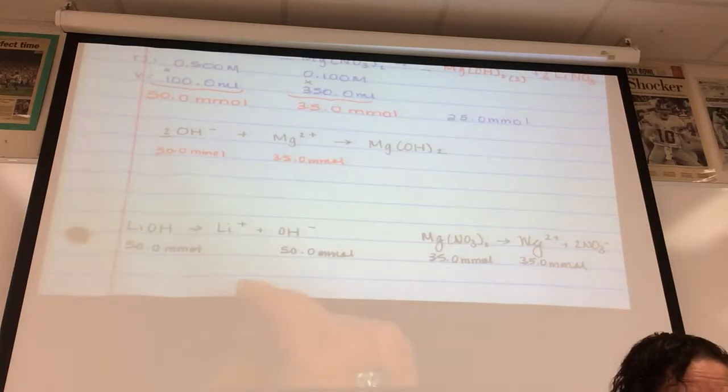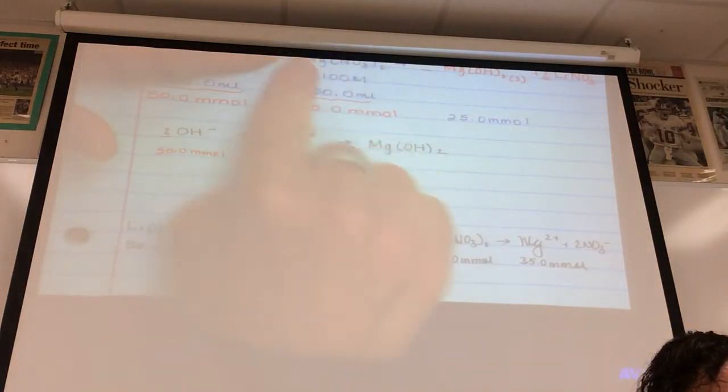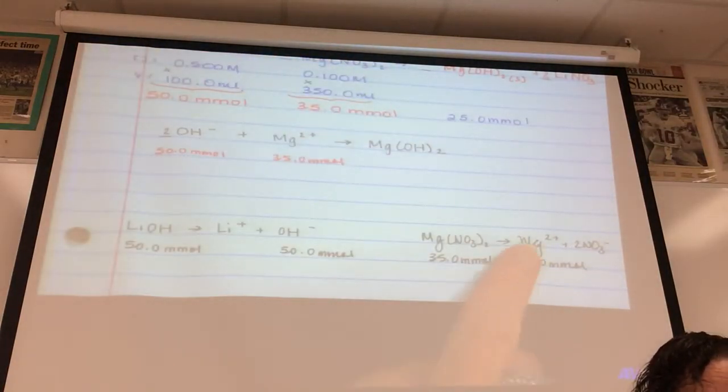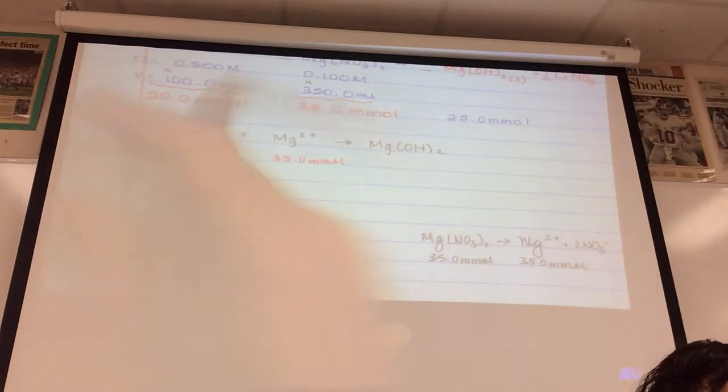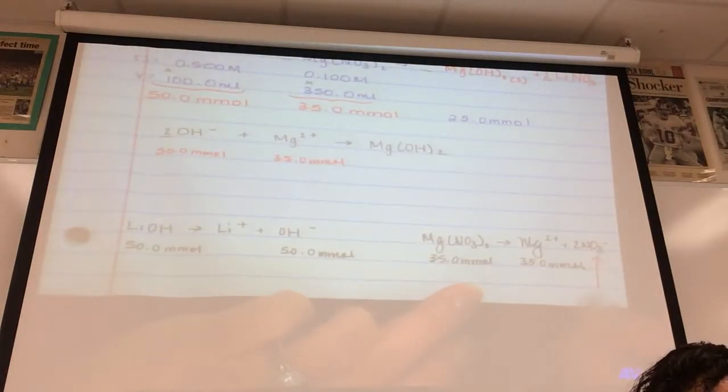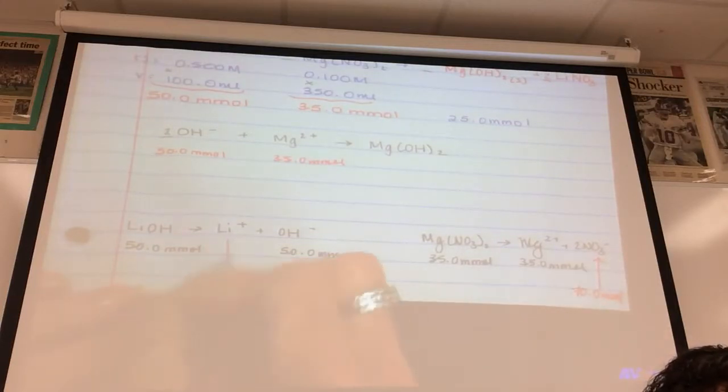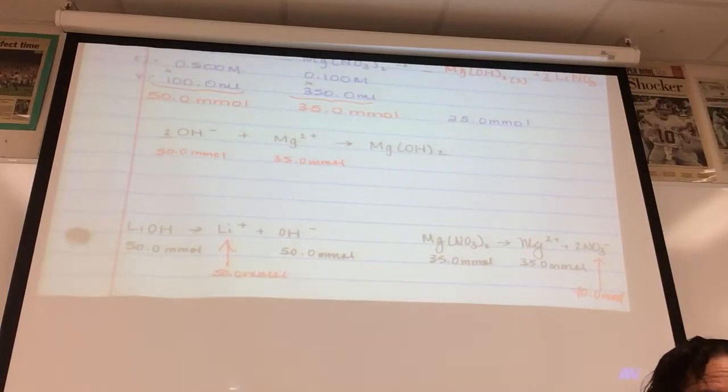Careful. For every 1 mole of magnesium nitrate, 1 mole of magnesium. Now, if you were going after the nitrate ion, how many millimoles of nitrate ion are there? 70. Right. And that's the only point I'm making. In this case, they were 1 to 1, so it didn't matter. But this would be 70 millimoles. This one would still be 50, but I'm not going after those. But it's just something you do have to look at.